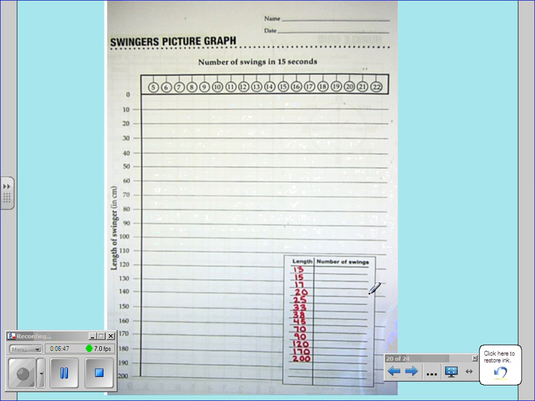Okay, this was the graph that we did in class. As people went around testing the different lengths, the numbers are here. We filled in how many swings it took. 13 centimeters would have a lot of swings, a lot more swings than 200. The longer it is, the fewer the number of swings. The homework is to draw that up here on the graph. So all we did was make our swinger connect it to the graph.